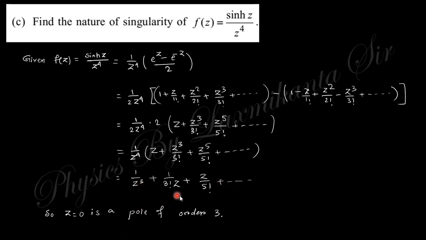So you can see there is a 1 by z cube, that is, the maximum negative power is cube. So this is of order 3, and there is z minus z0, where z0 is 0. So at z equal to 0 the order is 3.